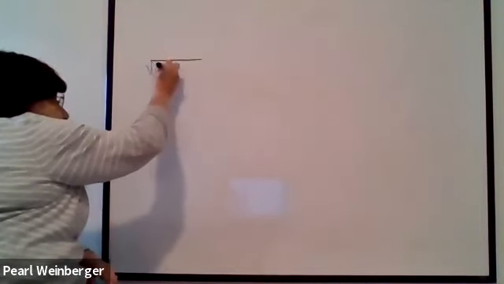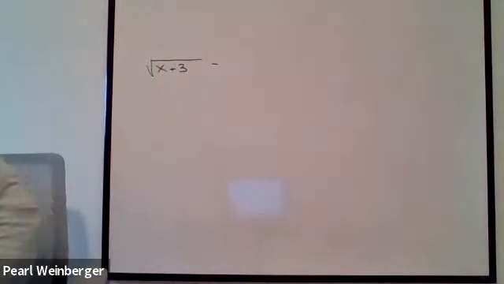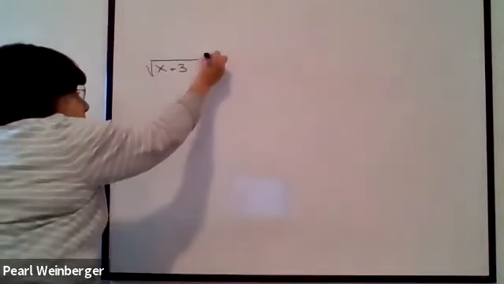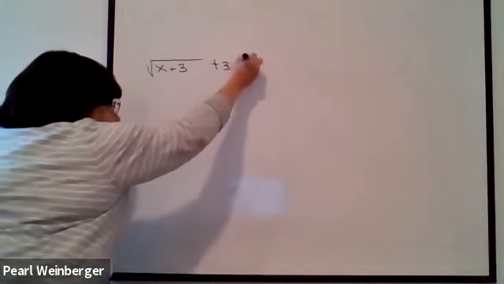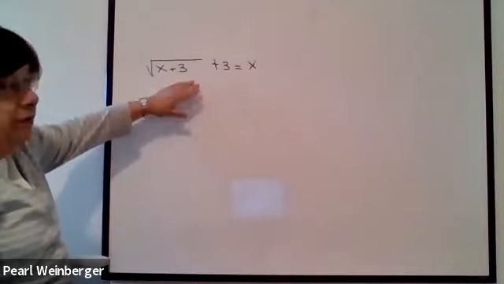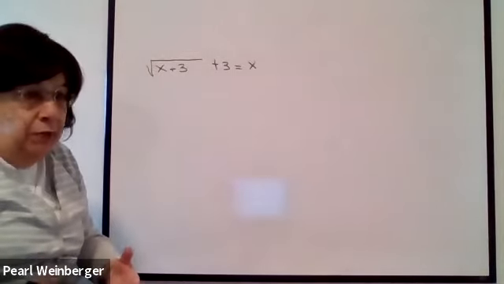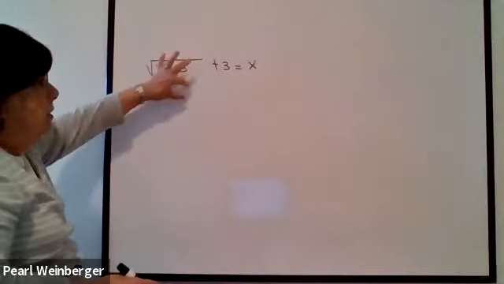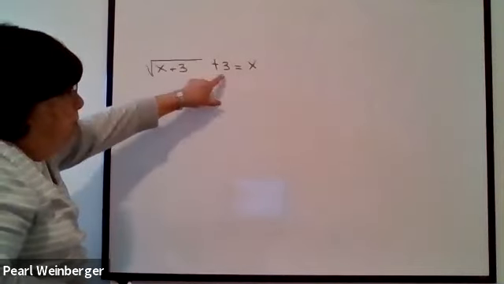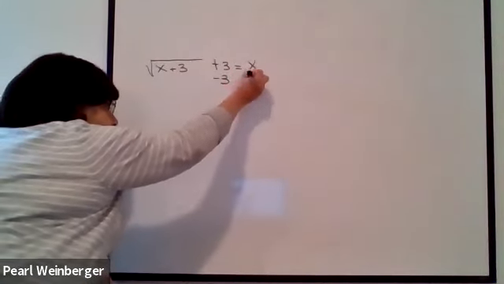So let's say I gave you something like this. I have the square root of x plus 3 plus 3 equaling x. Again, I have a radical equation, and I want to solve this radical equation. And again, we're going to start with the steps the same way we did before. We're going to get the radical all by itself. We're going to isolate the radical, which means this plus 3 has to be moved to the other side. So I'm minusing 3 from both sides.